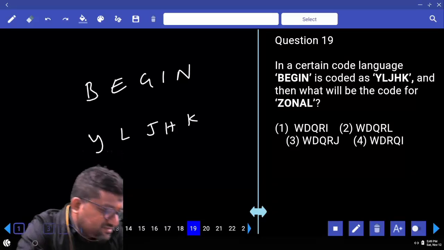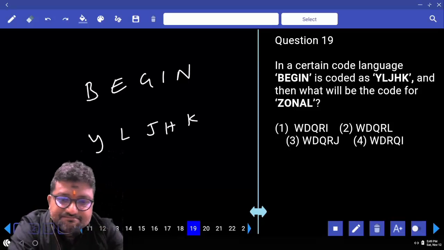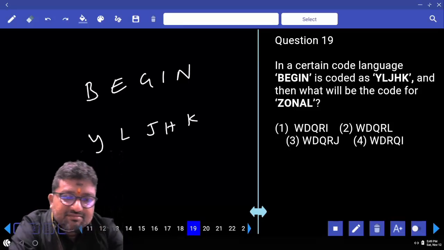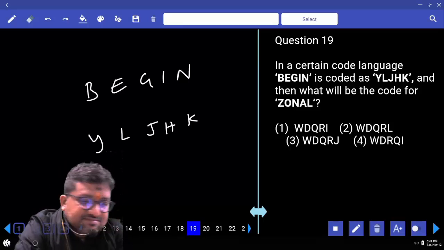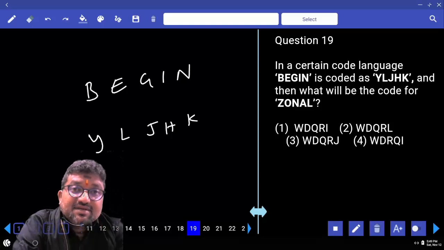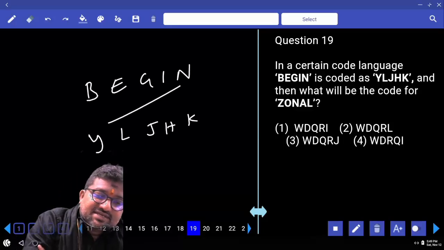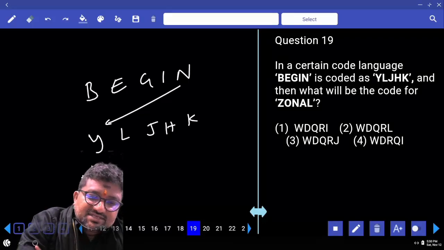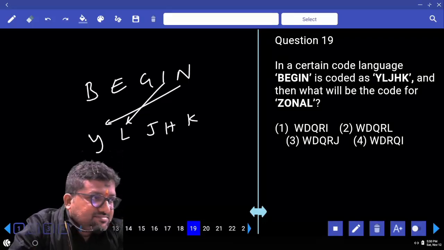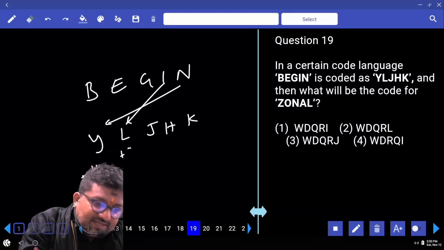Shall I go in reverse, sir? Come on. If I go in reverse, what's happening here? N and Y. Okay, this N and Y is plus 11. Next, IL. 9 and 12. Plus 3.